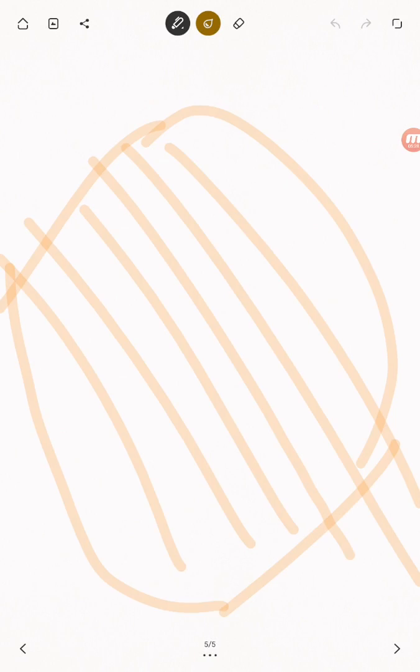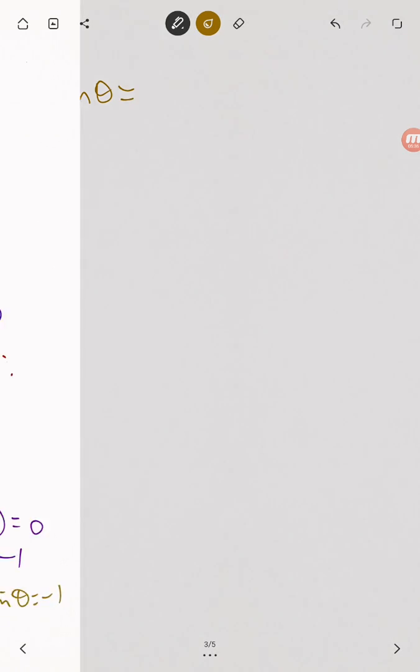Okay, I'm going to go to the next page. So on the previous page, we stopped at sine theta, whoopsie, sorry, sine theta equals, was it -1?